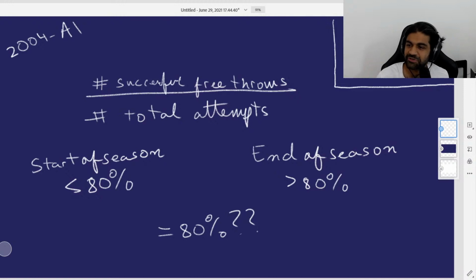So you're keeping track of, for a basketball player, the number of successful free throws divided by the number of total attempts. At the start of the season, this number is less than 80%. At the end of the season, the number is greater than 80%. Was there ever a point when this number was exactly equal to 80%? Why or why not? So Ken says his intuition says no.